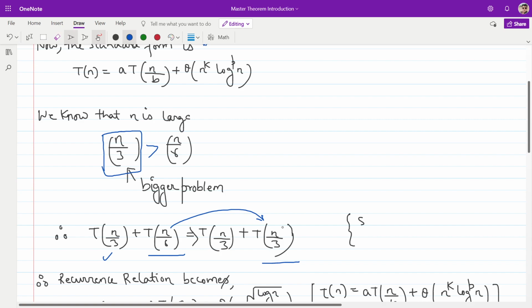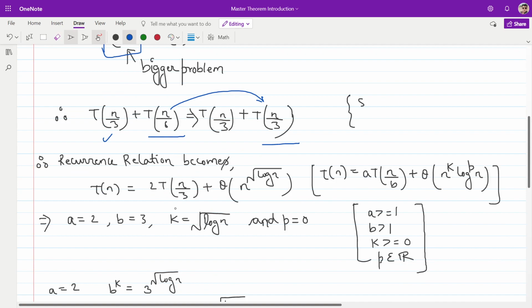With this substitution, we come up with a recurrence equation of the form T(n) = 2 times T(n/3), because now T(n/6) has been replaced by T(n/3), plus theta of n raised to the power root of log n. This is my modified recurrence equation after we have converted it into standard form by this substitution.